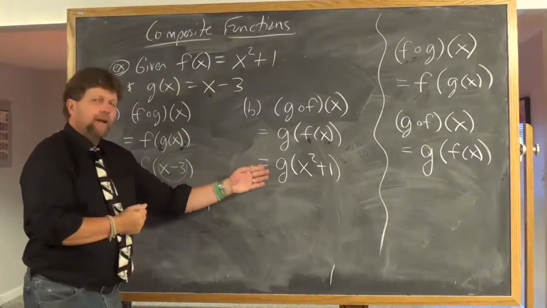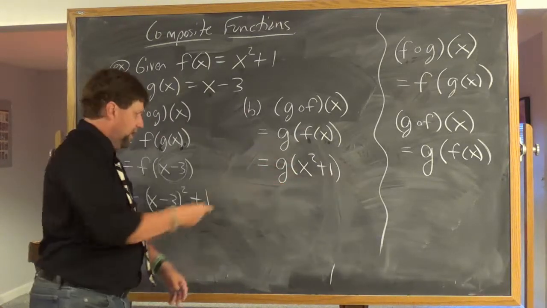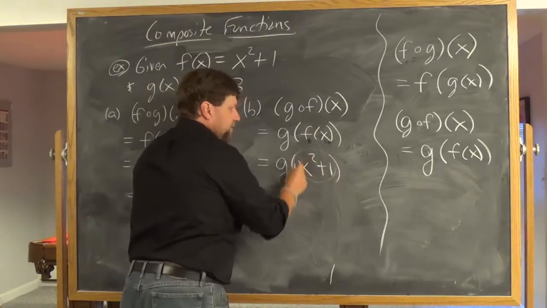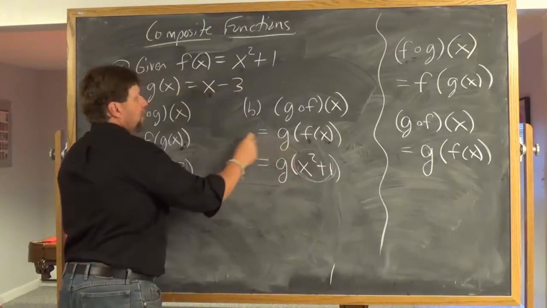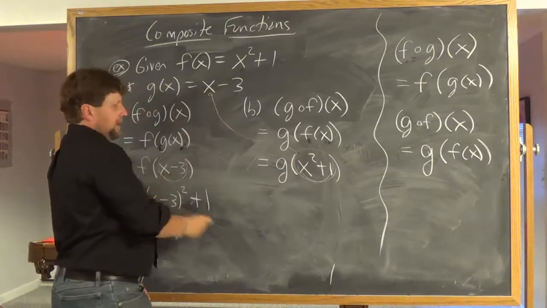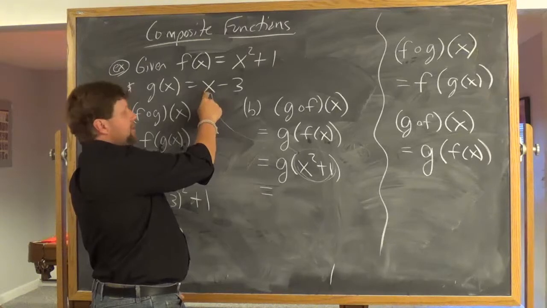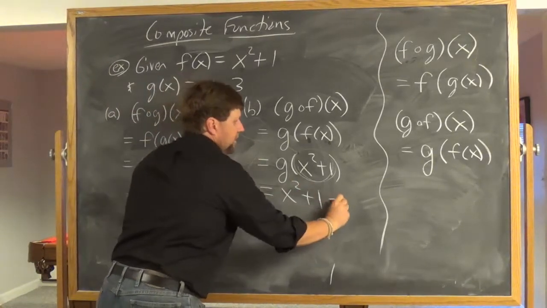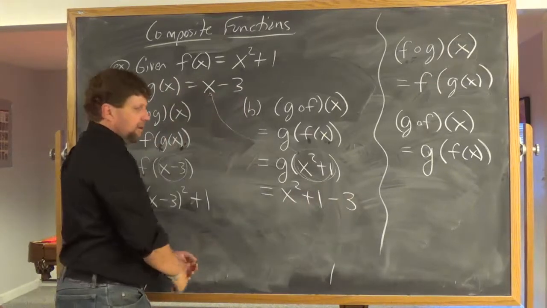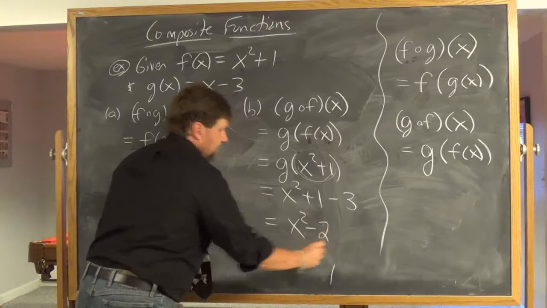And again, we're evaluating a function. We're finding the g of x squared plus 1. So we take the x squared plus 1 and we toss it into function g wherever we see an x. And we get the g of x squared plus 1. We put x squared plus 1 in here for x: x squared plus 1 minus 3, which I'll go ahead and simplify down to x squared minus 2.